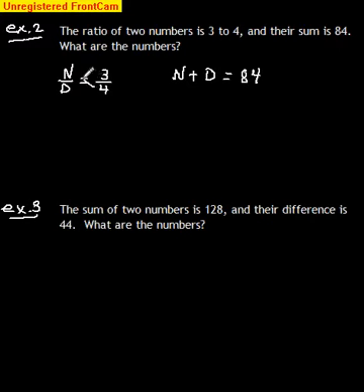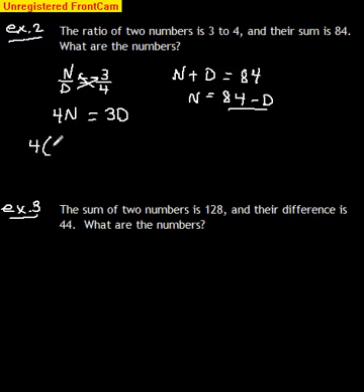I'm going to cross multiply these. We're going to get 4n equals 3d. And we could solve this for one of them. Let's just solve for n. n equals 84 minus d. And I'm going to substitute in. So we're going to get 4 times n, and n is 84 minus d. So I'm going to replace that n with 84 minus d, equals 3d.